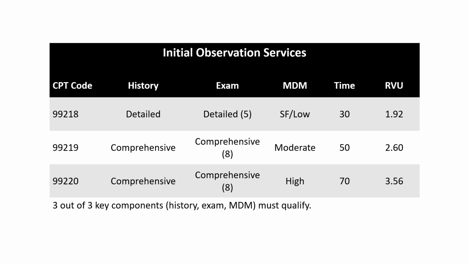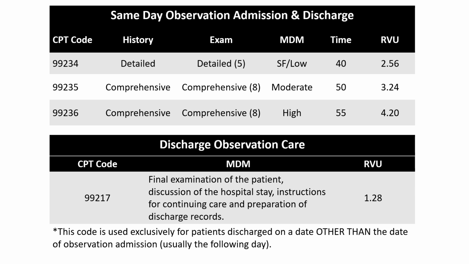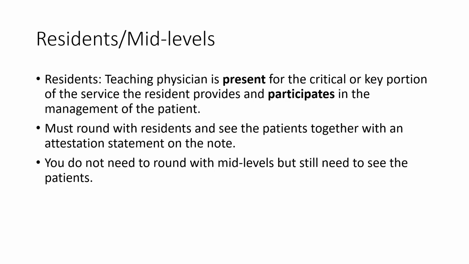Briefly, observation services, initial observation services, I rarely ever bill these, but there are 3 levels, just like there are for the hospital day 1 or admission H&Ps. Subsequent observation visits, again, this mirrors inpatient progress notes to a T. Same day observation, admission, and discharge. Again, as an interventional radiologist, I just don't stumble on to ever using these codes. Discharge, observation, care. So if you put a patient in OBS overnight, then you would bill this 99217 on discharge. Again, I rarely use these codes.